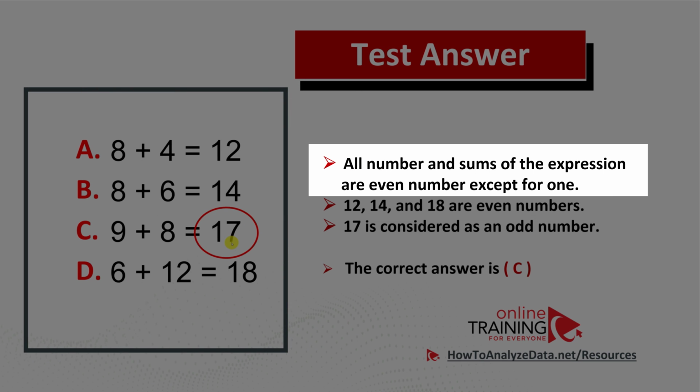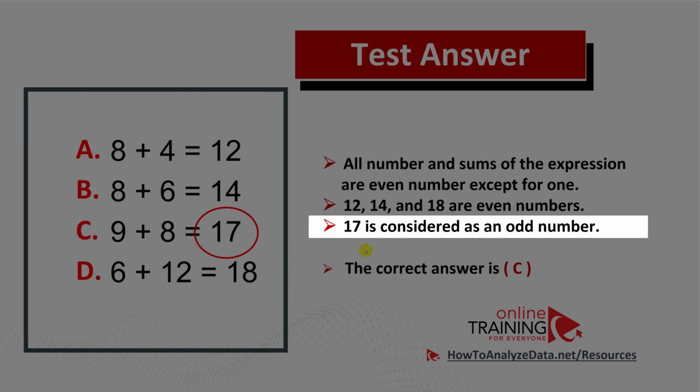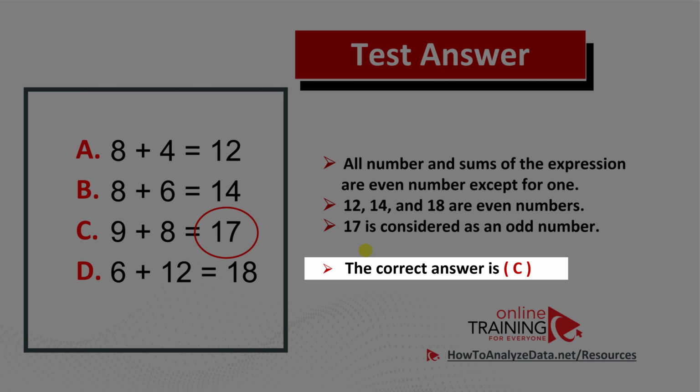So let's recap. All numbers and sums of the expression are even numbers with the exception of one. 12, 14, and 18 are even numbers, but 17 is the odd number. So the correct answer here is choice C, 17.